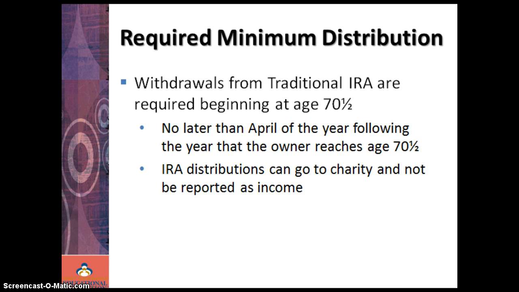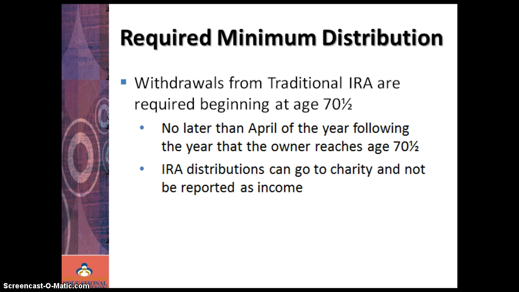Required minimum distribution. If you are the owner of a traditional IRA, you must start taking withdrawals from your IRA no later than April 1st of the year following the year in which you reached age 70 and a half. For example, if you turned 70 and a half in 2011, you must receive your first minimum required distribution no later than April 1st, 2012.